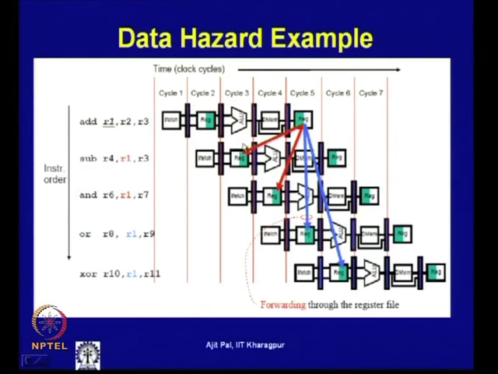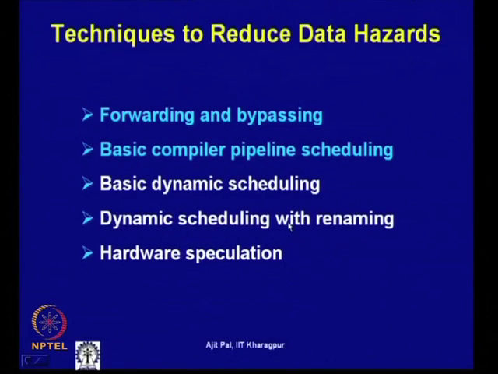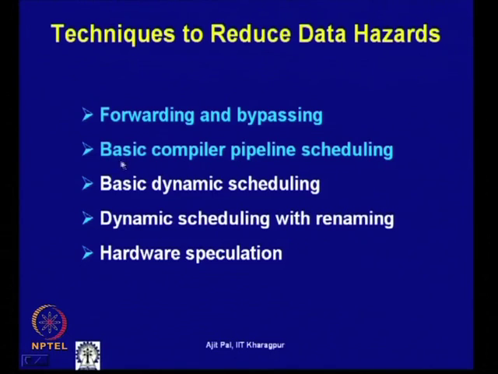Now, how can we overcome these hazards? There are several techniques by which these data hazards can be overcome. The first technique is known as forwarding and bypassing. Forwarding and bypassing technique is based on a hardware approach. That means you have to add some additional hardware to overcome data hazards, and we shall see how it can be implemented. The other techniques are essentially software based. First one is basic compiler pipeline scheduling, and we shall see how the compiler can help in scheduling instructions such that the data hazard is eliminated or its impact is reduced.